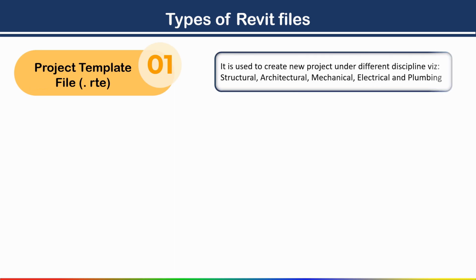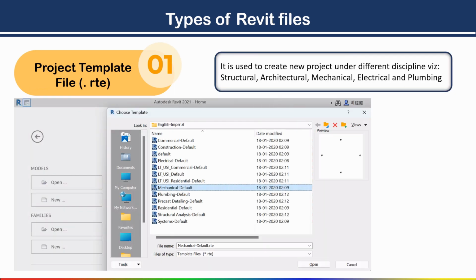Now the first type of Revit file is project template file. So what is the use of this project template file? We have to see here. It is written: project template file is used to create new project under different discipline: structural, architectural, mechanical, electrical and plumbing. So its template depends on your services, in which services you are working.